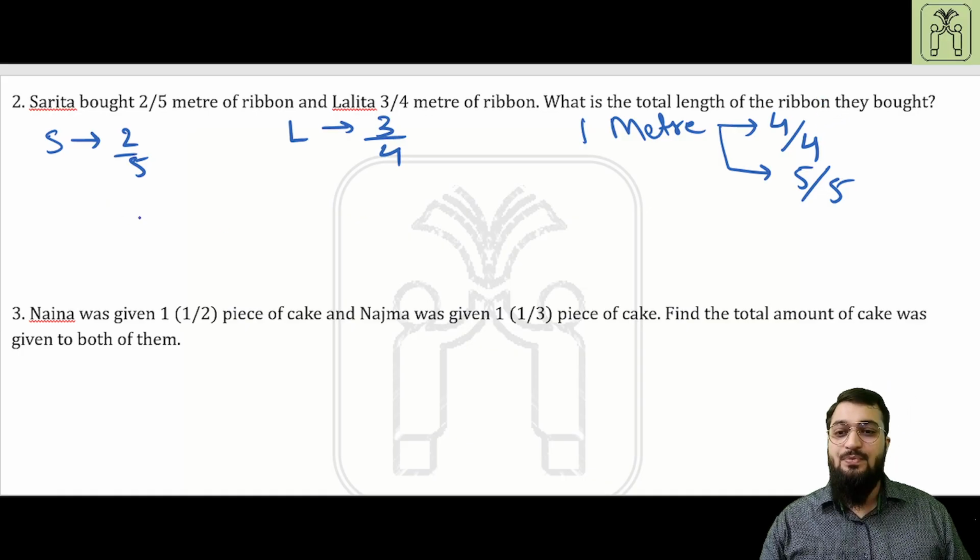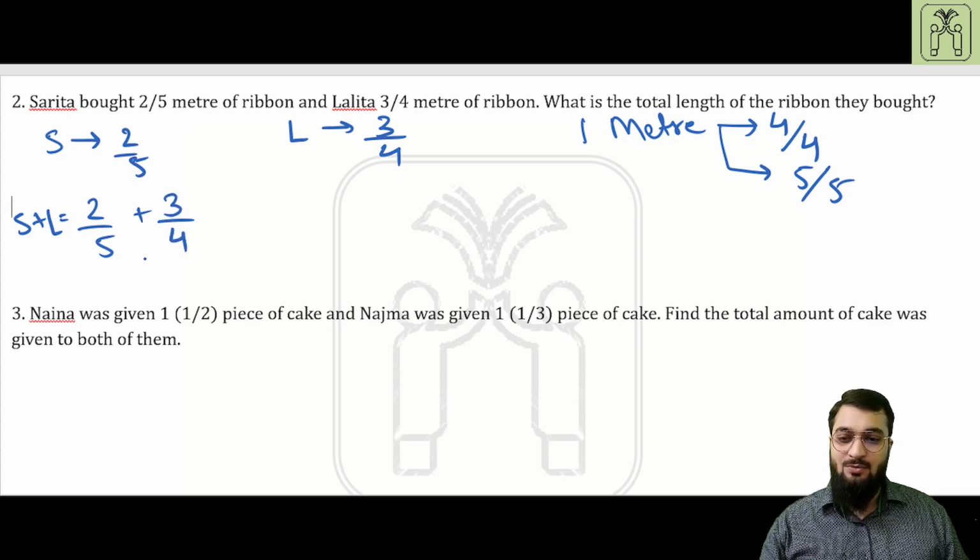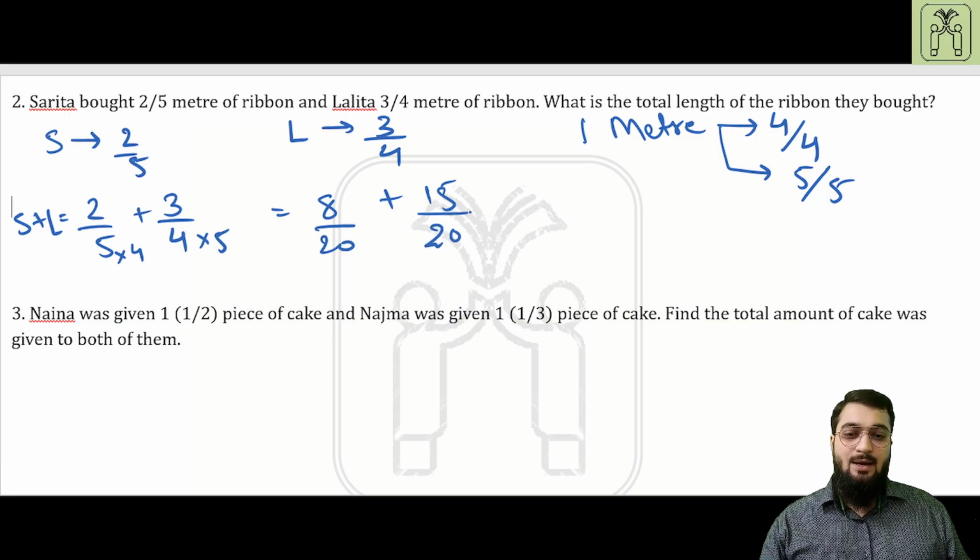Nothing to worry about. You just need to know the total length, so it is just a game of addition. You will write S plus L as 2 upon 5 plus 3 upon 4. Just find the LCM and you will see that it is 20. So 5 will be multiplied by 4 and 4 will be multiplied by 5. This will give you 2 times 4 is 8, plus 5 times 3 is 15, and the denominator will become common, that is 20. And the answer will be 15 plus 8, that is 23 upon 20.